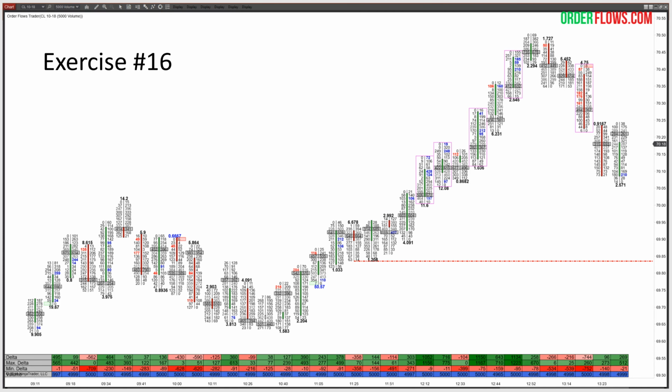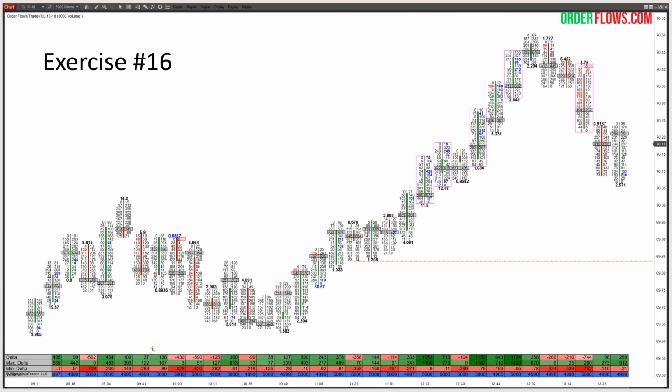Okay, this is a 5,000 volume crude oil chart. And what do you see? You see this sideways action, but watch the delta, minus 99, plus 38, plus 127, plus 390. Market's going sideways, delta's getting stronger in the sense of aggressive buying, 38, 127, 390, preceding this nice move up from the 69.80 area all the way up to the 70.50 area. But to me, this is the giveaway right in here.